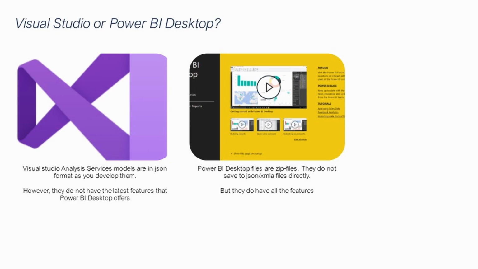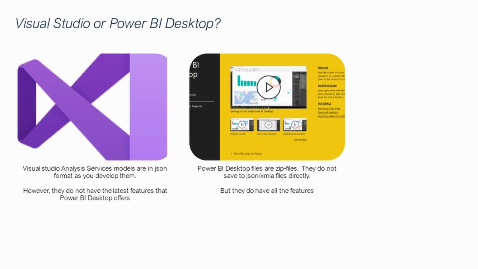So now the choice is: what do we use, right? Do we want to use Visual Studio, which can create analysis services projects that you can deploy to Premium? The only difference is that instead of an Azure Analysis Services endpoint, you just choose the Power BI Premium endpoint. Or you can use Power BI Desktop, which results in zip files, right? The pbit file or the pbix, which are zip files, not JSON models.